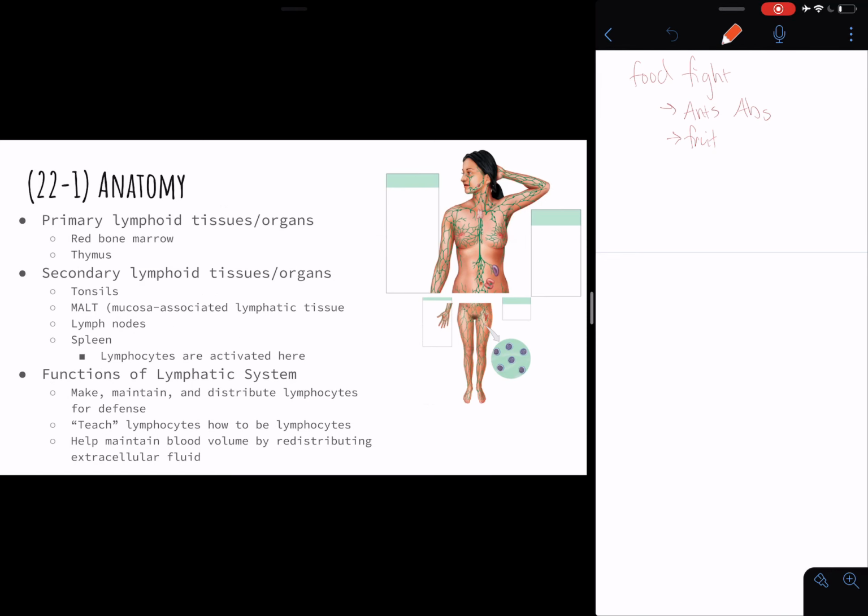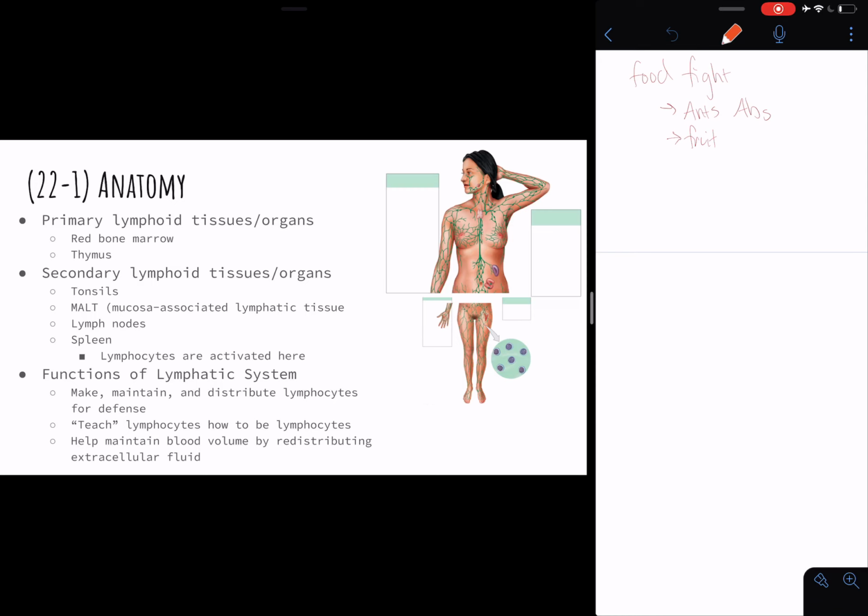So the primary lymphoid tissues include the red bone marrow, which is in the bones, and then the thymus gland. The thymus gland is just deep to the sternum in both males and females, and we'll talk more about how the thymus develops, but it will be where the T cells mature and become mature T cells, and the red bone marrow is where the B cells mature and become mature B cells.